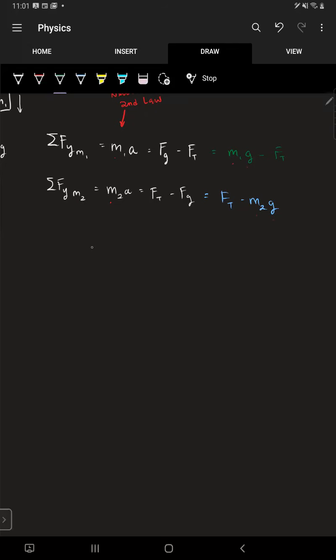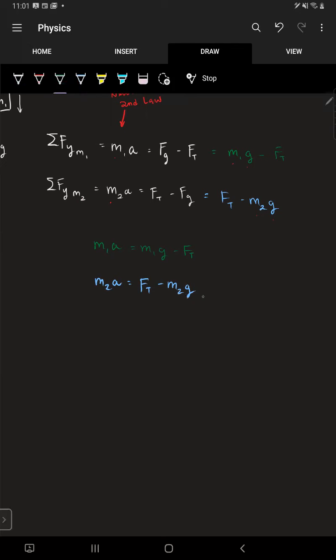Let me rewrite it. M1A equals M1G minus Ft. And that means M2A equals Ft minus M2G. Great. We can actually just straight up solve for Ft.